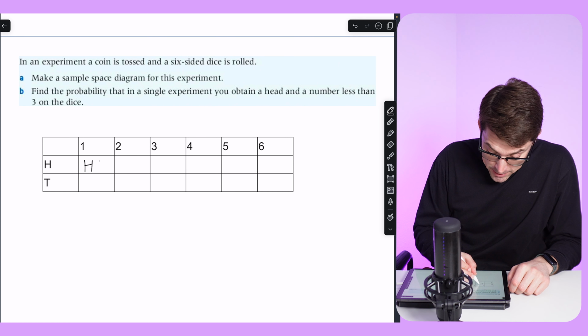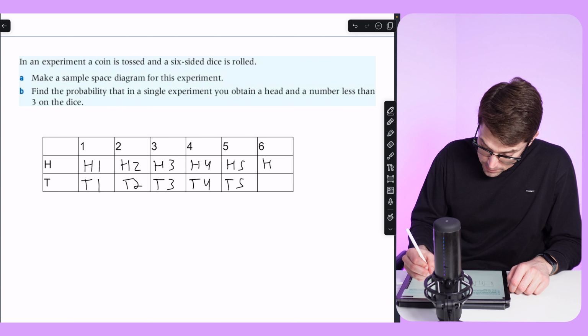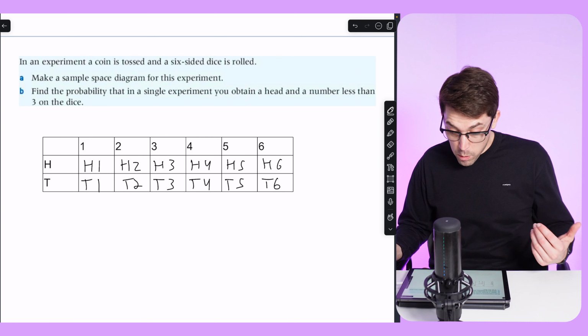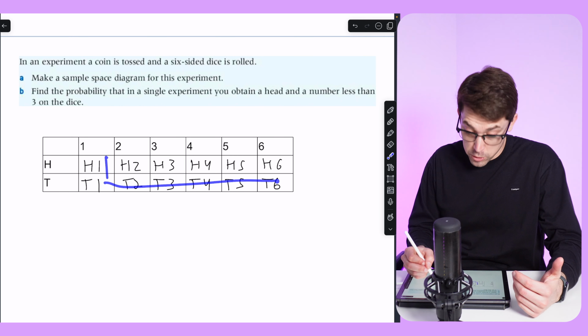So here I'm going to get a heads and a 1 and a tails and a 1, heads and a 2, tails and a 2, heads and a 3, tails and a 3, heads and a 4, tails and a 4, heads and a 5, tails and a 5, heads and a 6, tails and a 6. So now, how many total do I have? Well, I have 2 and 6, so I have 12 total squares.